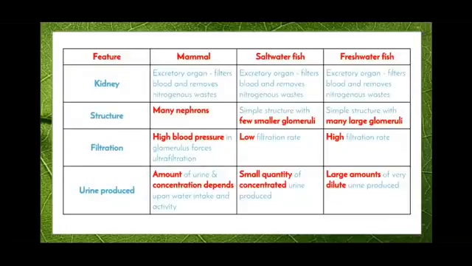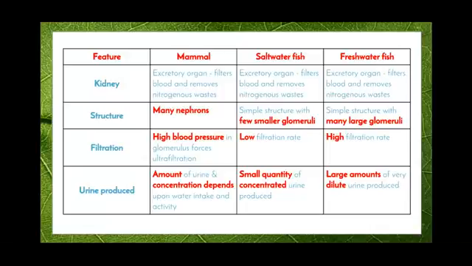So we have seen this table as well before, which summarizes nicely the different features between the mammal, saltwater fish and freshwater fish kidneys. So the big thing to note here is that the kidney of the mammal has many nephrons, whereas the saltwater fish and the freshwater fish have quite simple nephron structures, which we'll have a look at in a second, with the saltwater fish having few smaller glomeruli, where our freshwater fish have many large glomeruli.